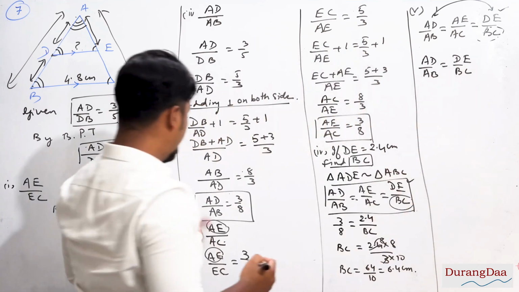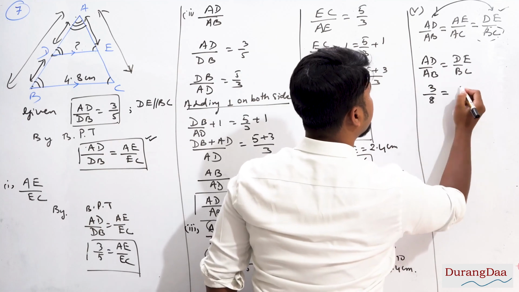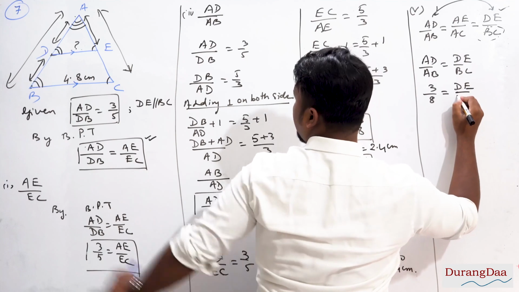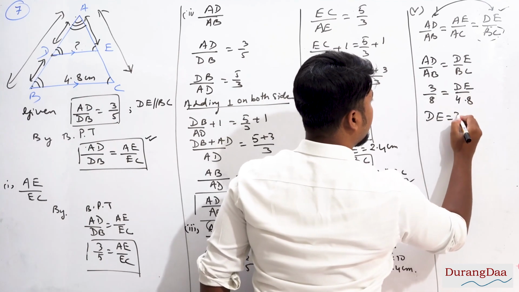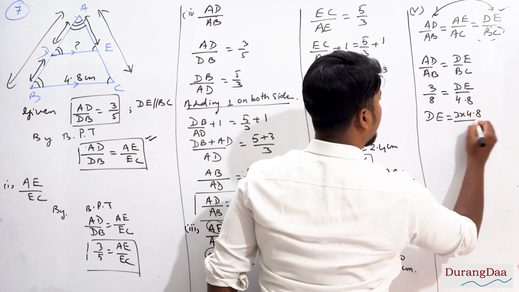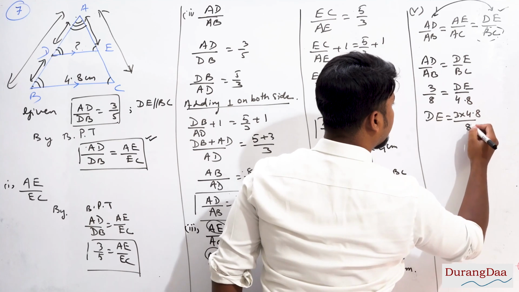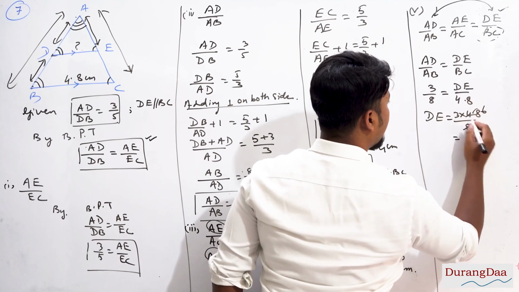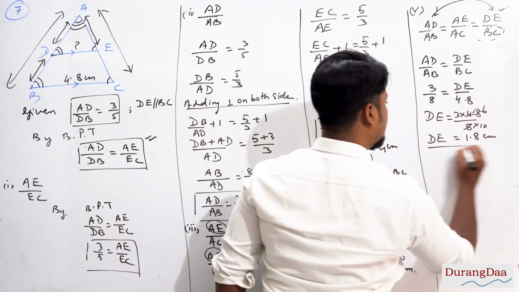Value of AD by AB from here is 3 by 8. 3 by 8 equals DE by BC, given value is 4.8. So DE would be 3 into 4.8 by 8. Alright, so take out the decimal, 6 times, so this would be 1.8 centimeters. So this is the required answer.